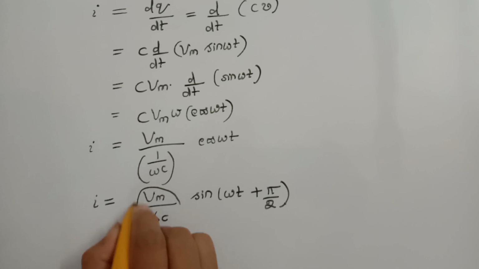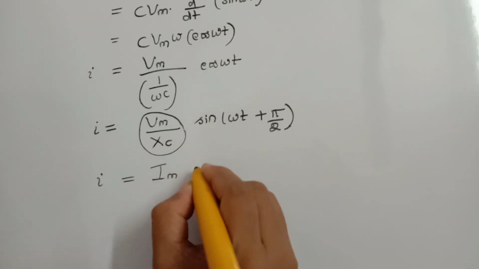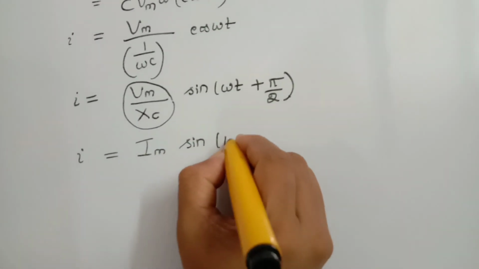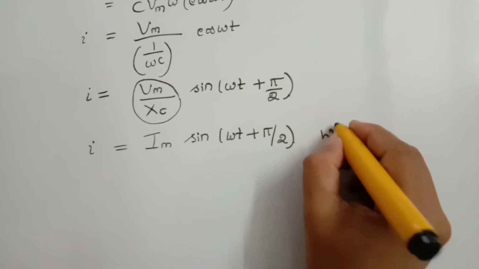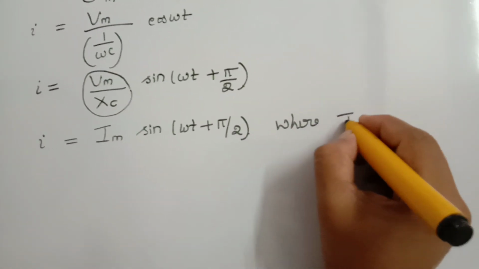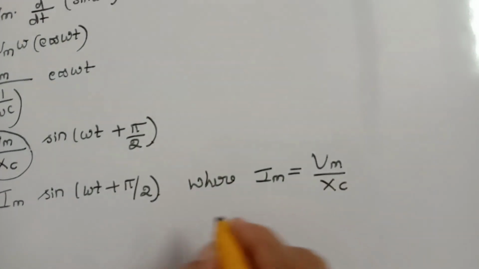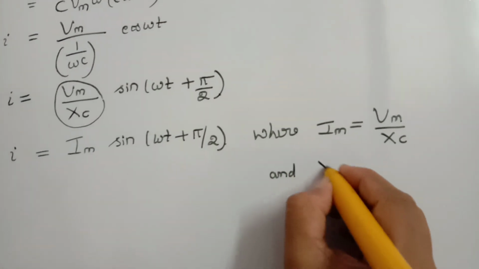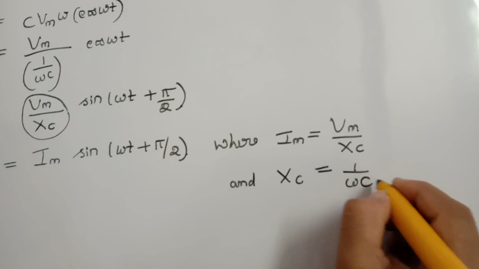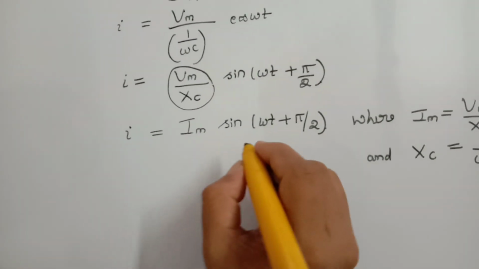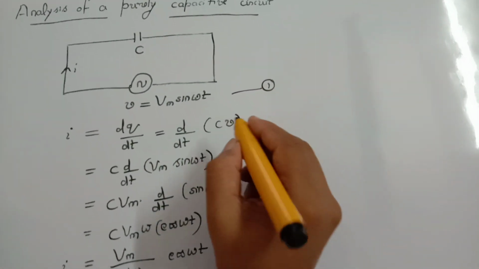This entire term is equivalent to the maximum value of current, so I can write I = Im sin(ωt + π/2), where Im = Vm divided by Xc, and Xc is nothing but the capacitive reactance, which is equal to 1/ωC. Now compare the equation for current and the voltage. Here we have ωt term for voltage.